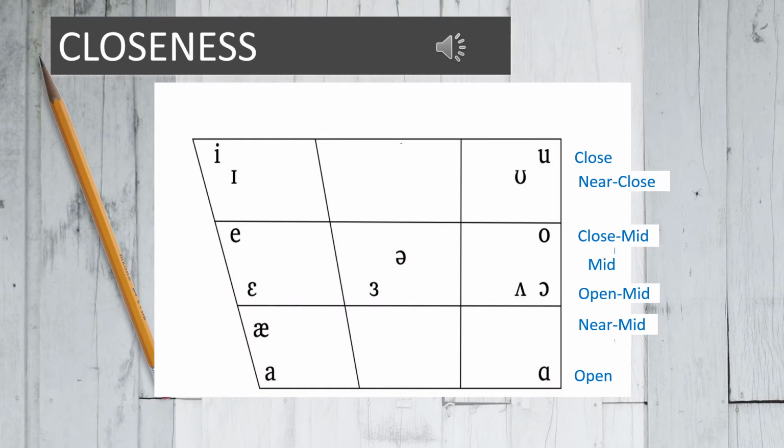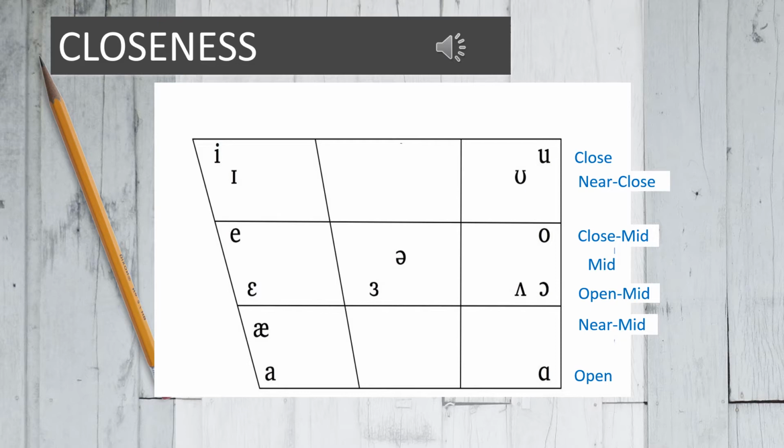Closeness. In addition, we will see on the vowel chart that several vowels are not clearly defined using the closeness labels. In order to provide clear and descriptive labels for all vowels, phoneticians have agreed on the use of the terms near open and near close to describe the additional vowels. Thus, the closeness description labels will be open, near open, open mid, close mid, near close, and close.